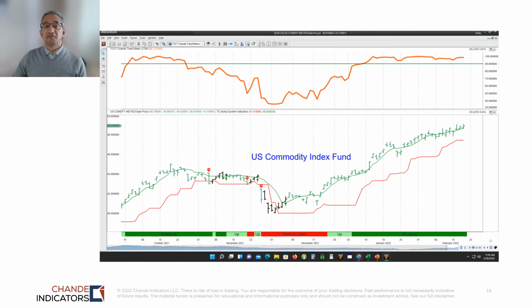This is an example of buying an ETF called the US Commodity Index Fund. The upper panel has the Chande trend meter, which is a longer term measure of momentum. You can see that this period was a time when the fund was quite weak, but as part of this weakness, when we got a bounce, we were able to get a very favorable entry, and then that resulted in a several month uptrend. So you could get some really interesting entries with this process.